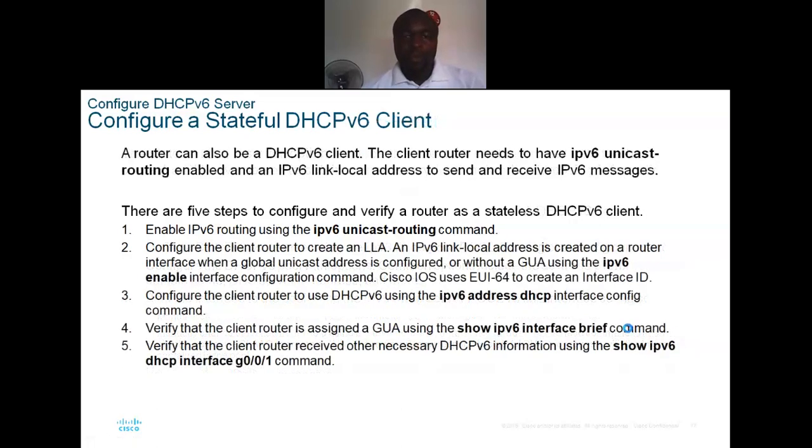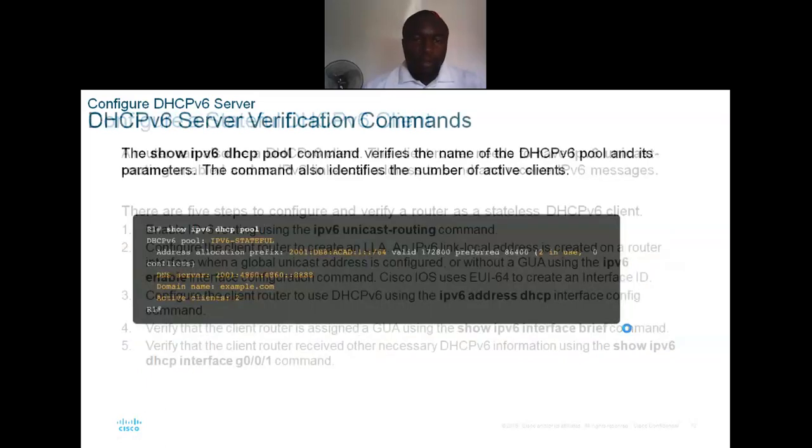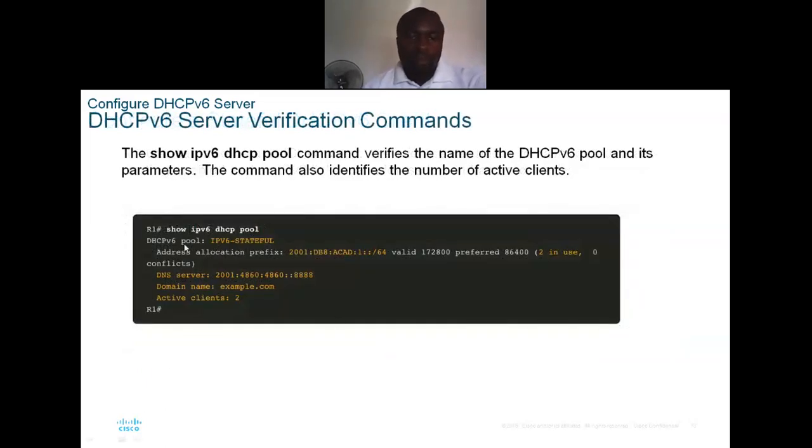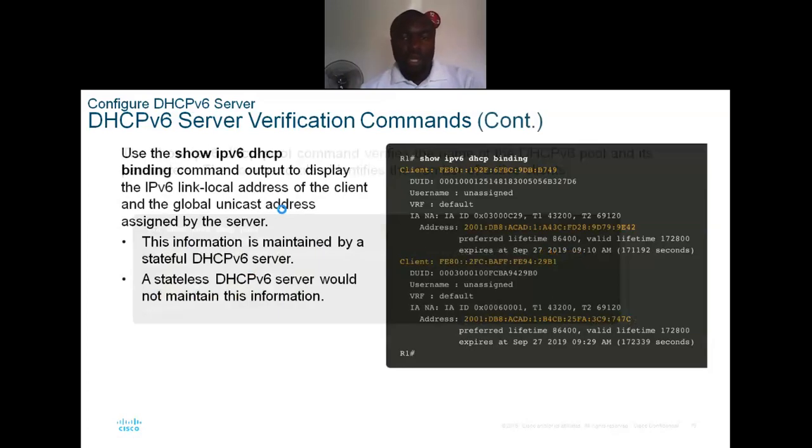All right, that is for the DHCP. Basically that is it. If you do show ipv6 dhcp pool, it will tell you whether it is stateful or stateless, and once it is stateful, you will see the information it gives you. If you do the binding, it will also show you the clients that have received IP addresses from the server. For instance, you see this IP address was given to a particular machine, and this is the lease time, so it's going to expire by these details.